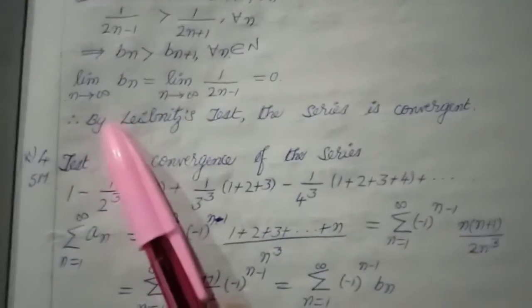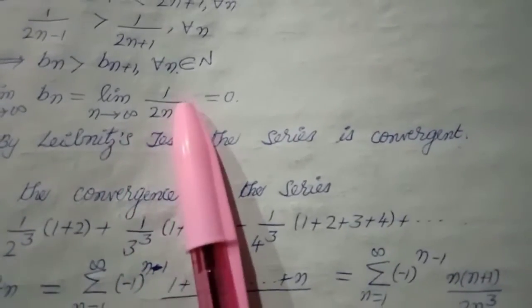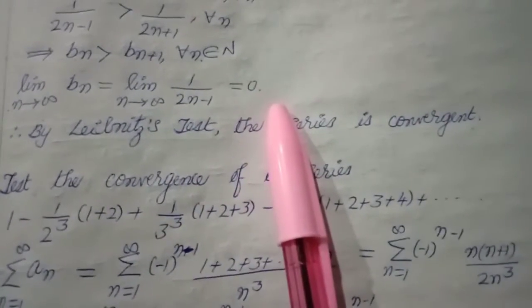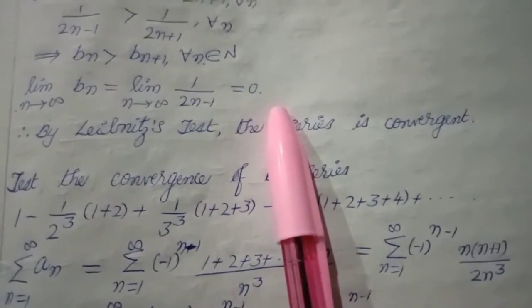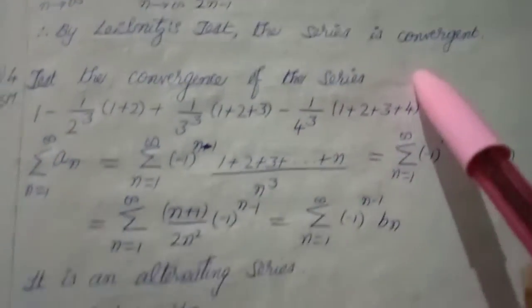Next, limit n tends to infinity bn is equal to limit n tends to infinity 1 divided by 2n minus 1, which is 1 by infinity, that is 0. So since both the conditions are satisfied by Leibnitz test, I say the given series is convergent.